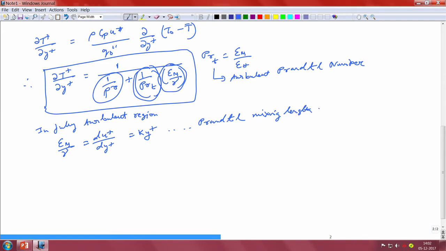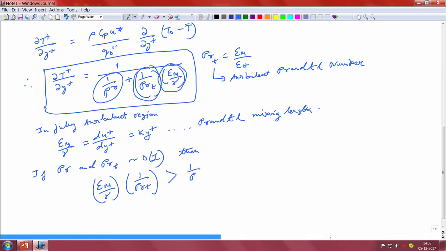Now, if your Prandtl number and your turbulent Prandtl number both are of the order 1, then epsilon m by gamma into 1 over turbulent Prandtl number will be greater than 1 over Prandtl number if your y plus is large. If your y plus is large, this will be true.